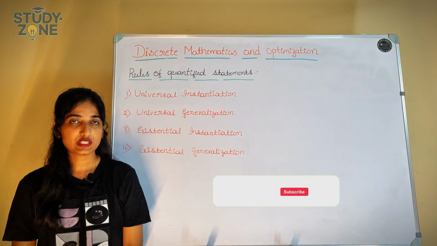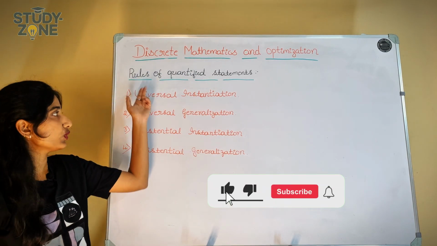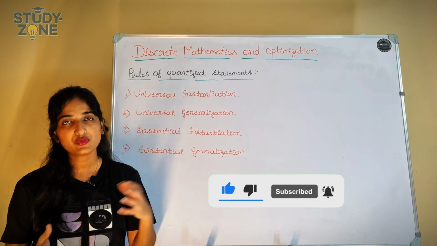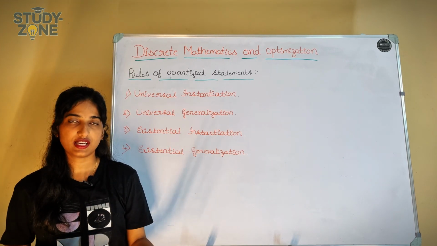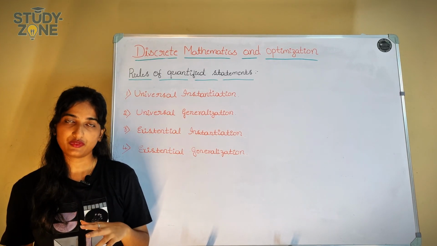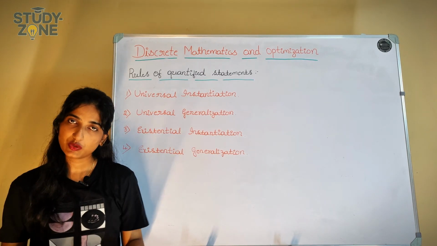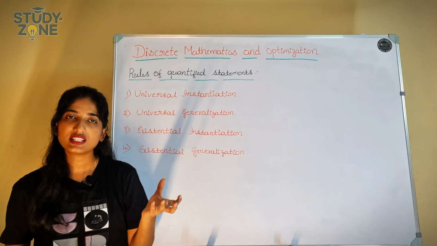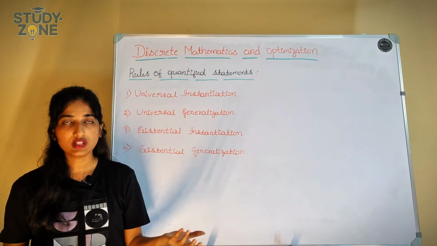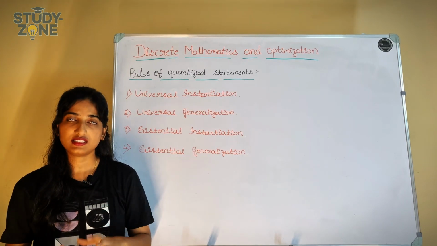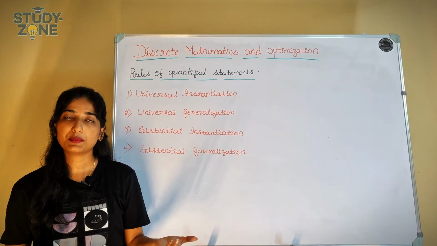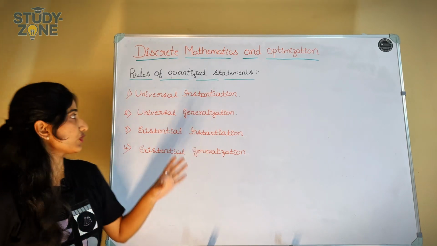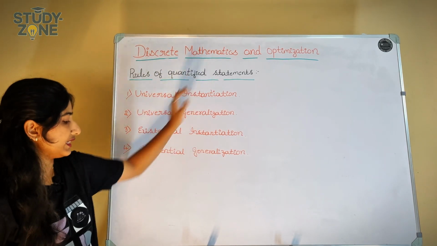Today I am going to explain the topic that is rules of quantified statements. In the last video we have already seen about quantifiers, right? There are two types of quantifiers: one is the existential quantifier and one is the universal quantifier. In universal there will be words like for all, every. In the existential quantifier there will be words like at least, some. So now we are going to see the rules of quantified statements.